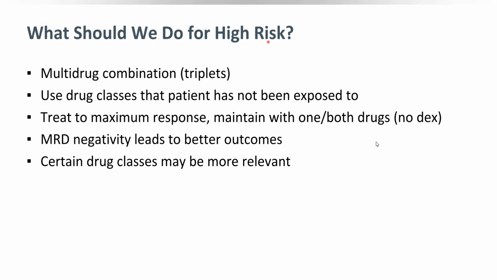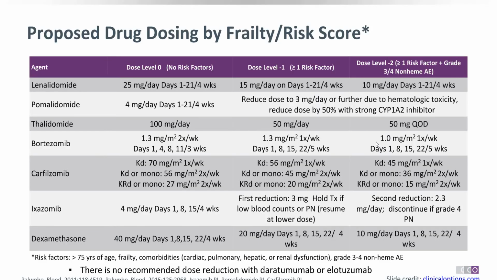So what should we do for high risk? Obviously a triplet drug, multi-drug combination. Use a drug class that the patient has not been exposed to, treat to the maximum response, and maintain with one or two drugs, with no dexamethasone maintenance, obviously. We don't use dexamethasone, and MRD negativity leads to better outcome. Certain drug classes may be more relevant after going through all the literature.